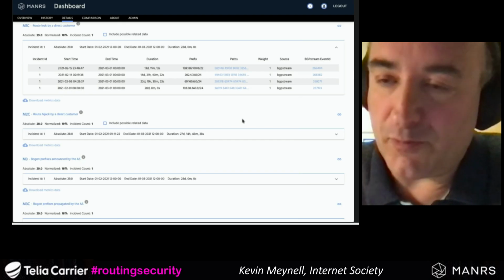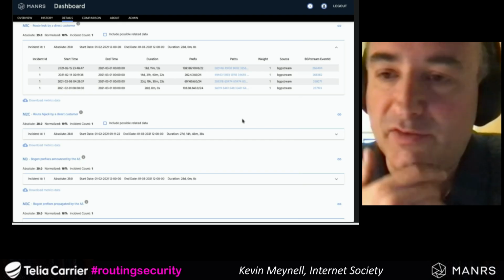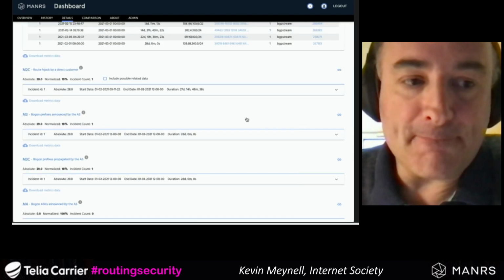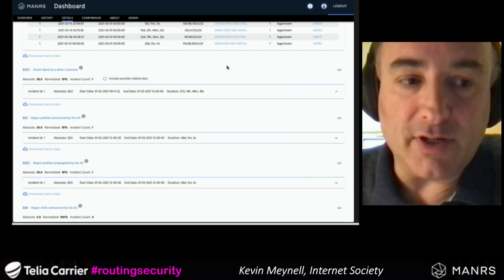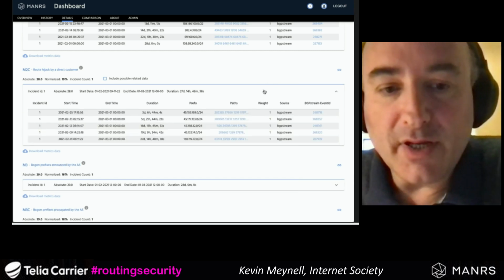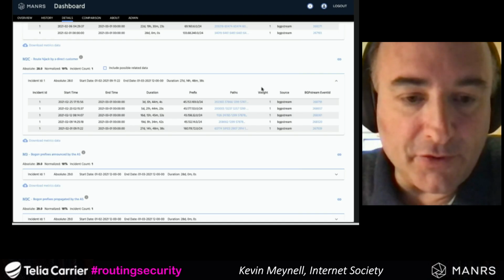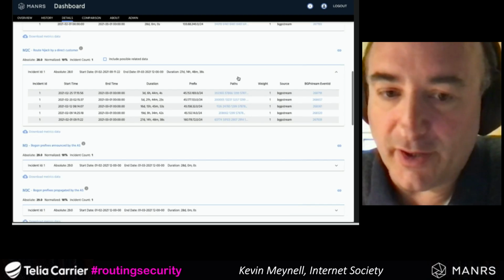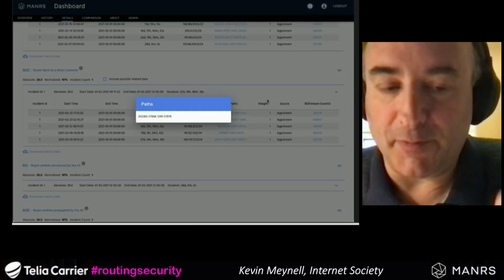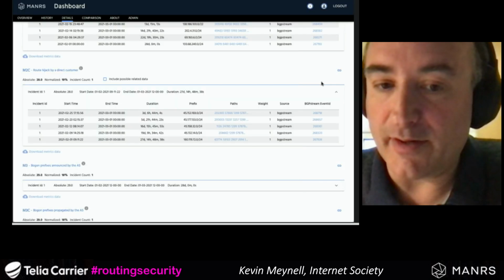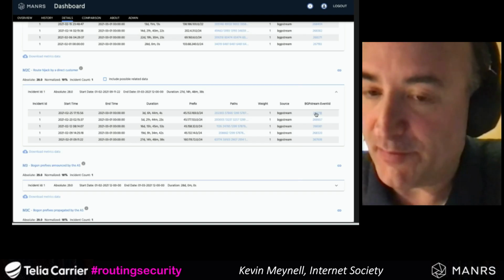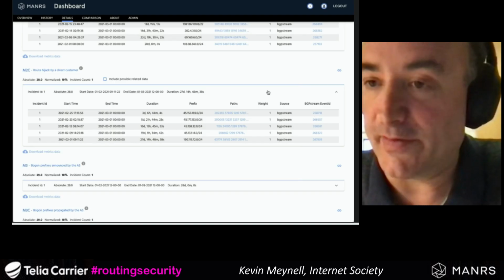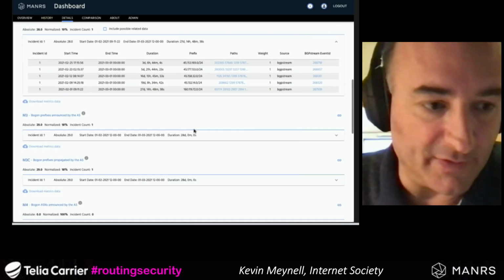You can look at, okay, why is that prefix being flagged as a route leak? The same with a route hijack as well. They look like they've been a few route hijacks from a similar group of addresses, but you can actually look at the path through the internet here, and if you need more information, you can go to the BGPStream ID and check the original source of data.